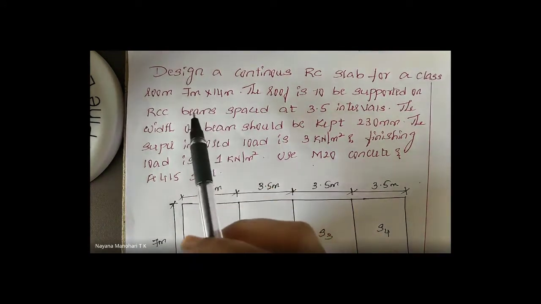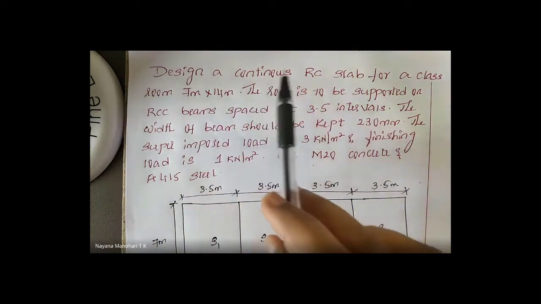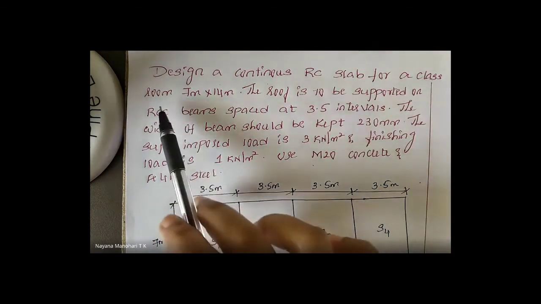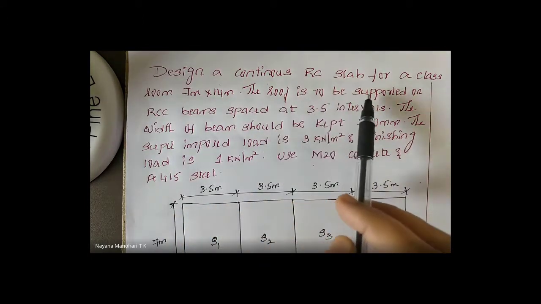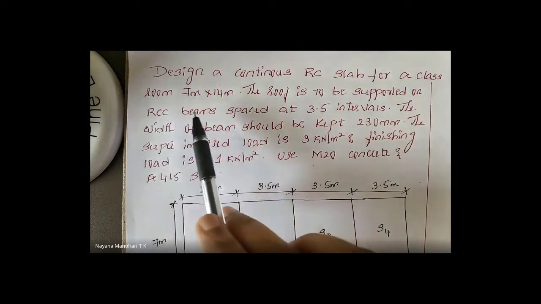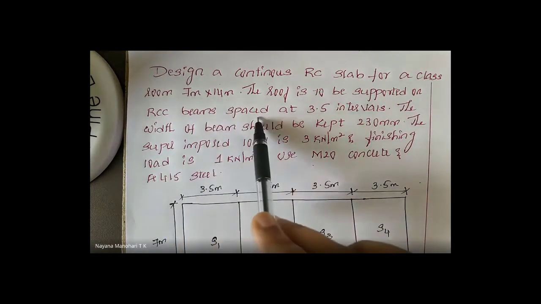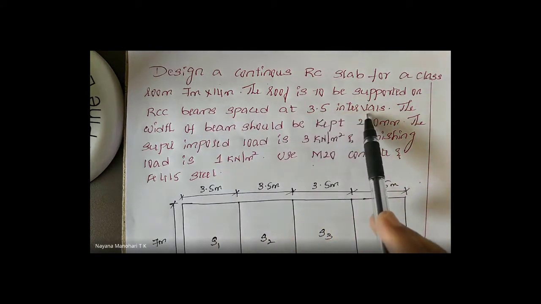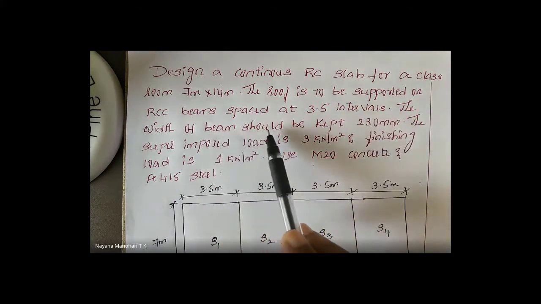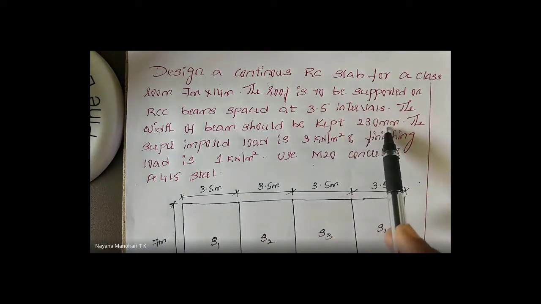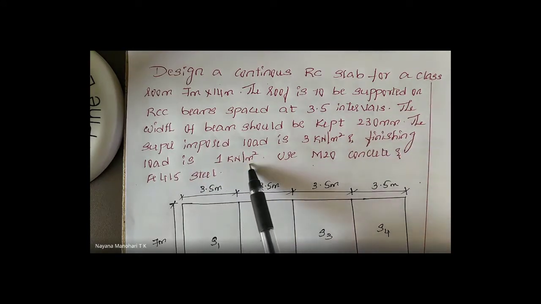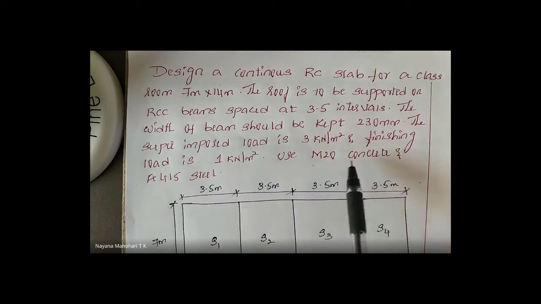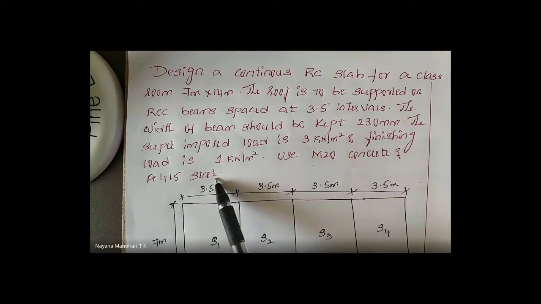This is the problem given. Design a continuous RC slab for a classroom 7 meter by 14 meter. The roof is to be supported on RC beams spaced at 3.5 meter intervals. The width of the beam should be kept 230 mm. The superimposed load is 3 kilonewton per meter square and the finishing load is 1 kilonewton per meter square. Use M20 concrete and Fe415 steel.